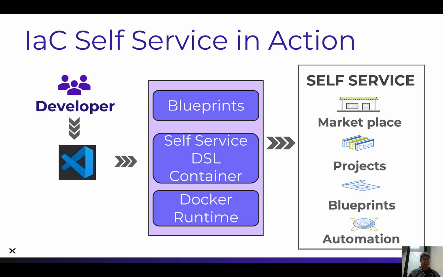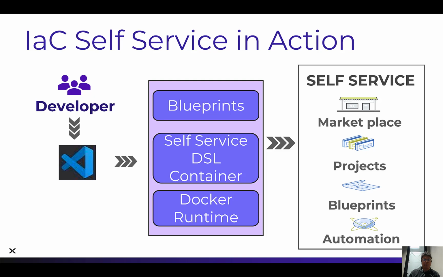On the left-hand side, you have the developers that are actually working on the Visual Studio Code. And then in the middle, we have a self-service DSL Docker container, which we're going to connect to the self-service. So the developers will code in the Visual Studio Code and propagate those changes into the self-service to provision and to perform day 2 actions.